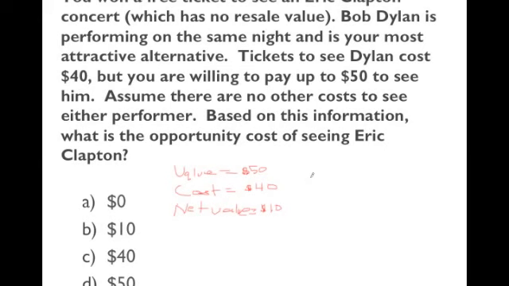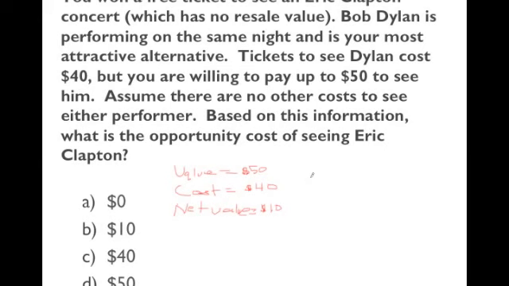So even though no one is giving you $50, you actually are willing to pay $50. You end up paying $40. So after you see Dylan, you're $10 better off because that's a leftover from the money you were willing to pay after you pay for it.